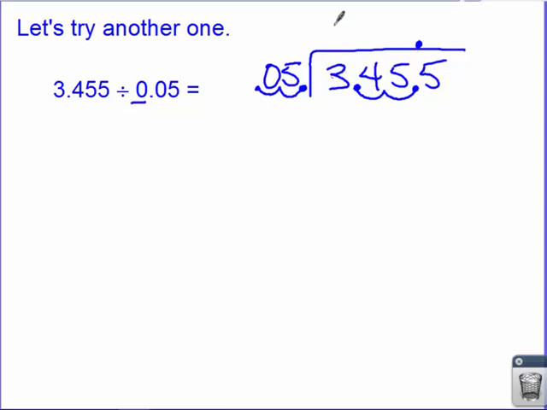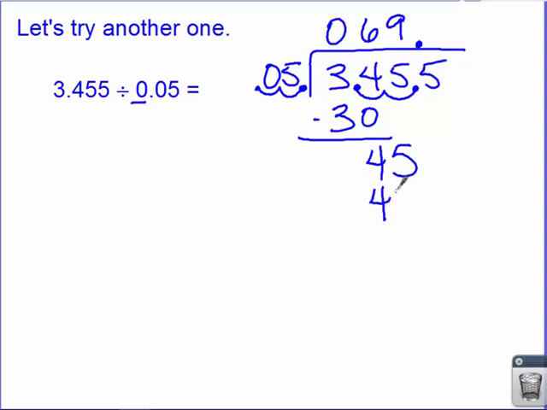5 goes into 3, 0 times. Okay. Then 5 goes into 34, 6 times. 6 times 5 is 30. We subtract, we get 4. Bring the 5 down. 5 goes into 45, 9 times. 9 times 5 is 45, 0 left over.